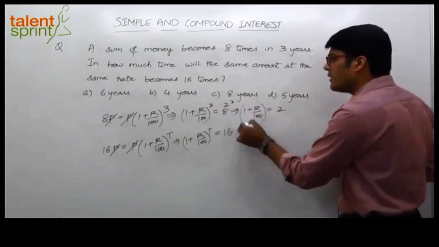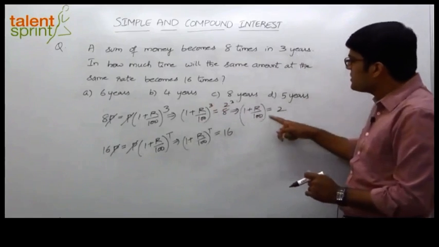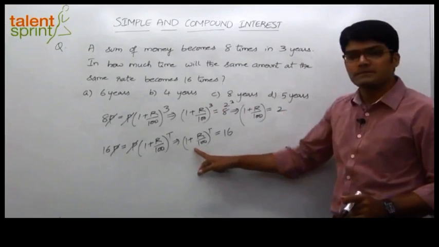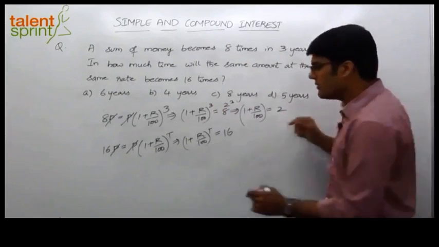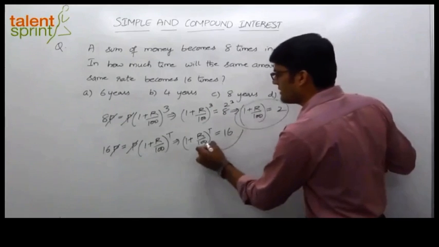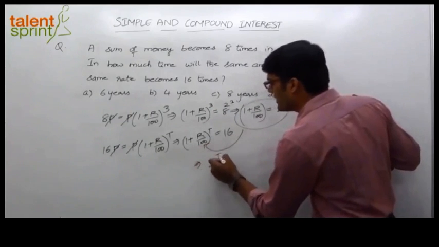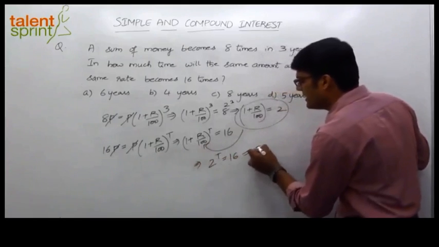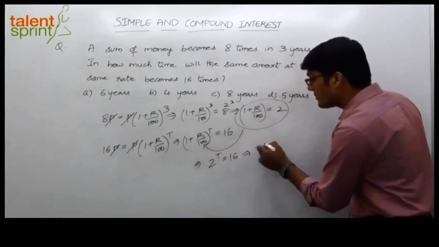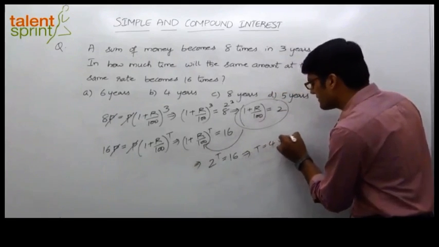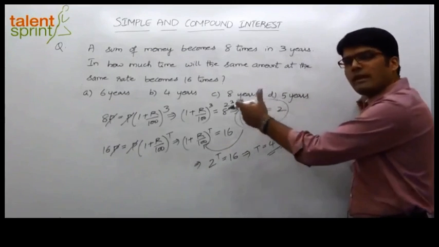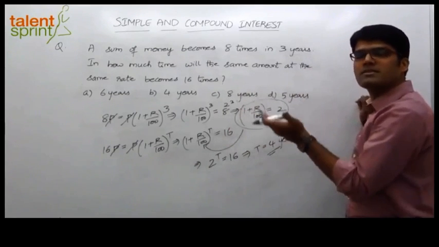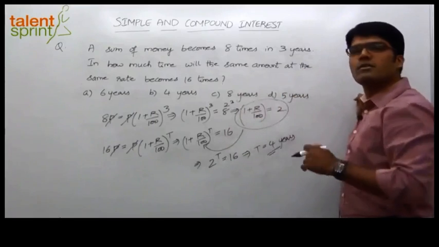Don't try to calculate the value of r now. It's not required. Just substitute 1 plus r by 100 equals 2 here. So what do we get? 2 power t is equal to 16. So what should be t? 2 power what is 16? 2 power 4 is 16. So t is equal to 4. That's it. So calculate from one, substitute in the other. That's the logic. In the previous question also we did the same thing. Here also we are going to do the same.